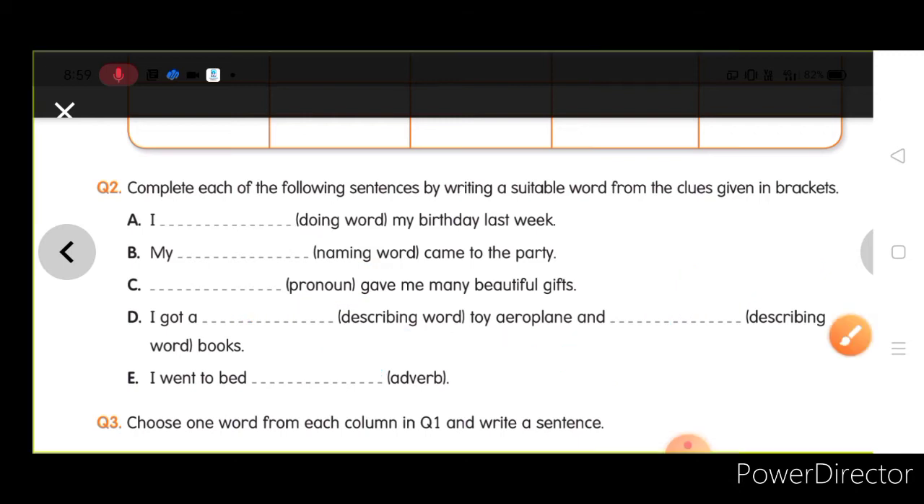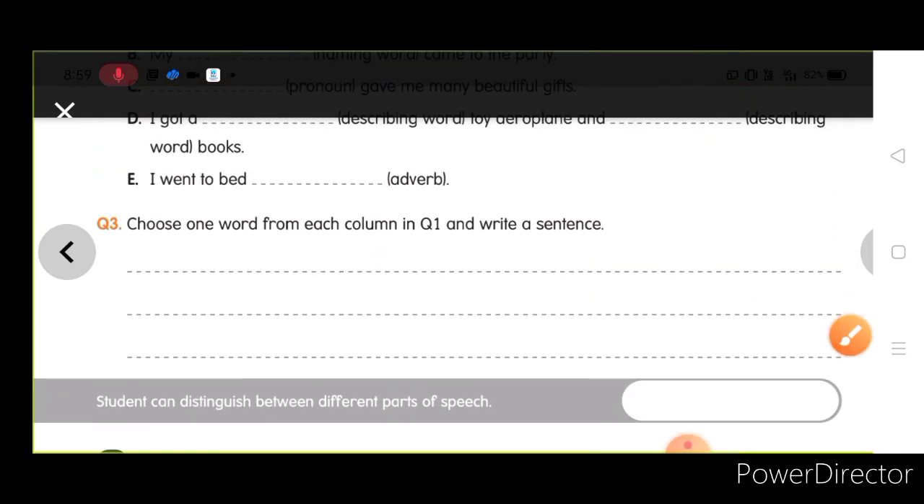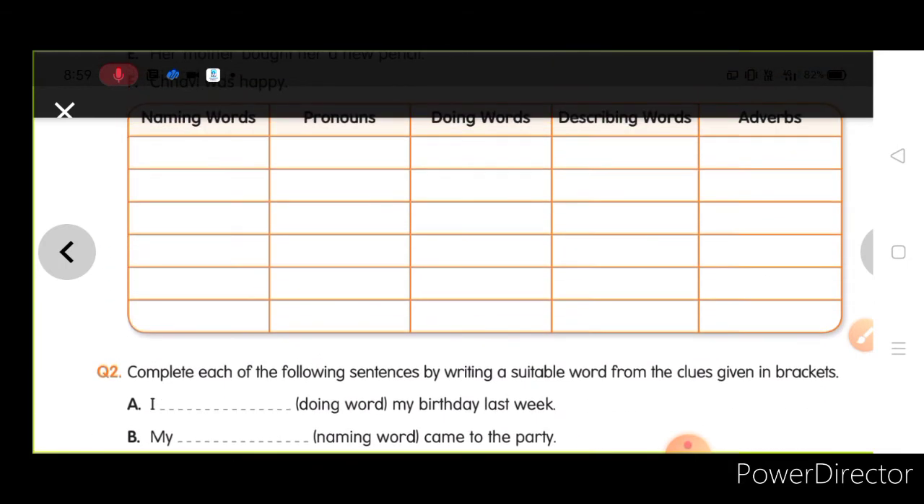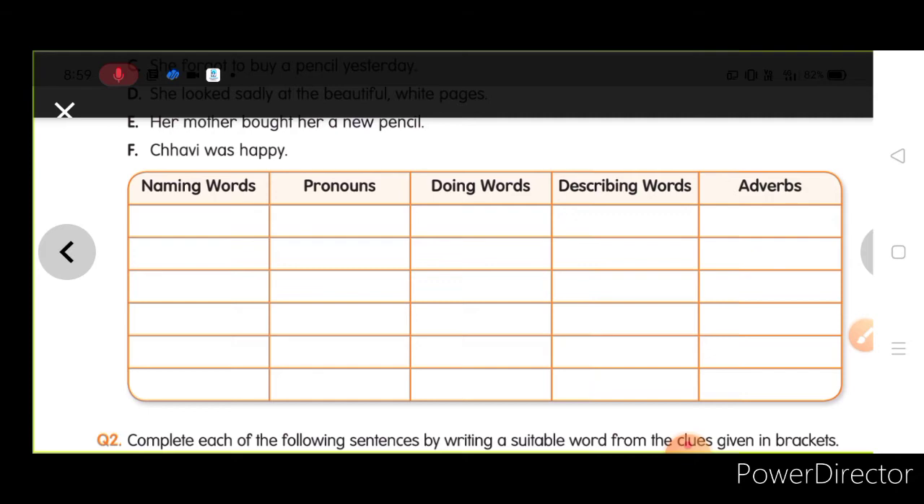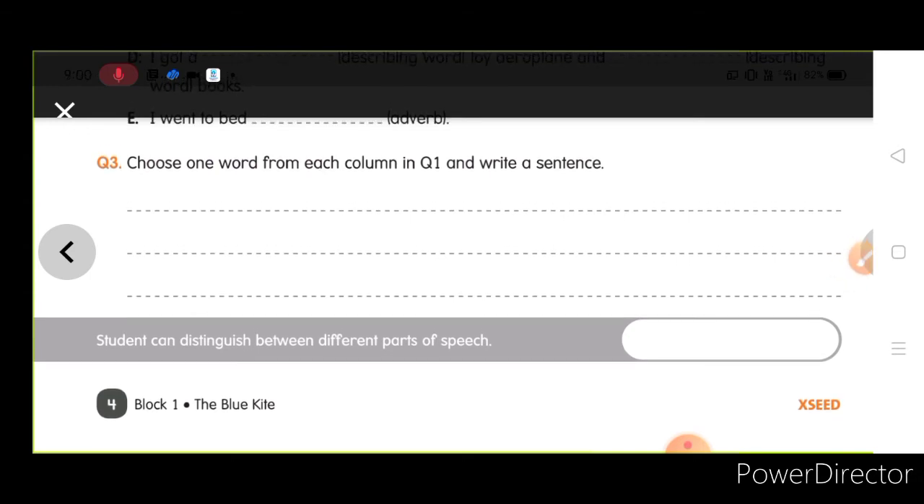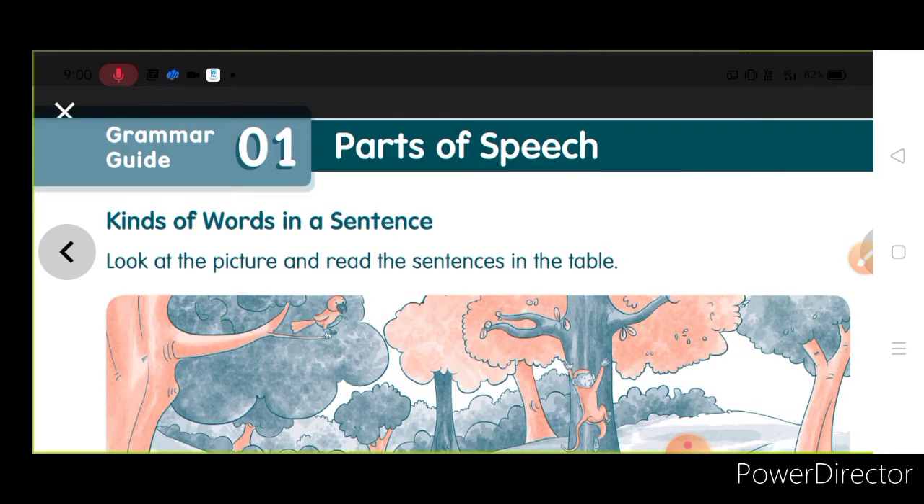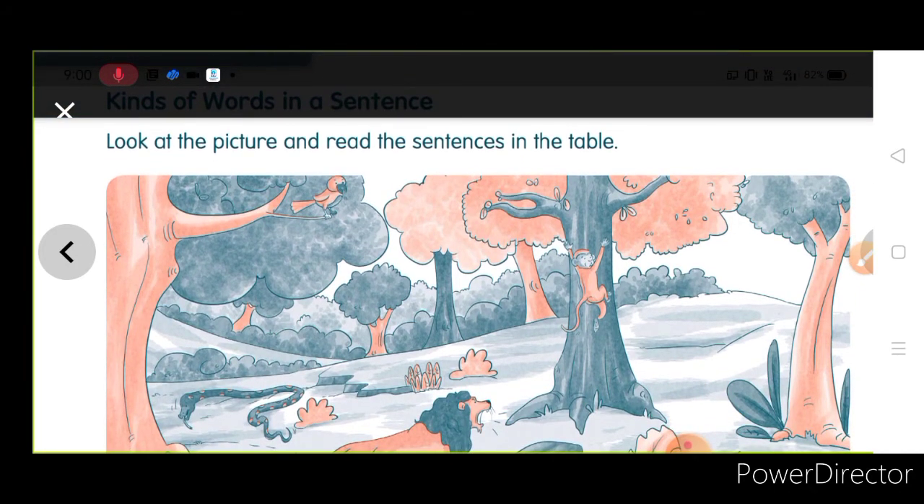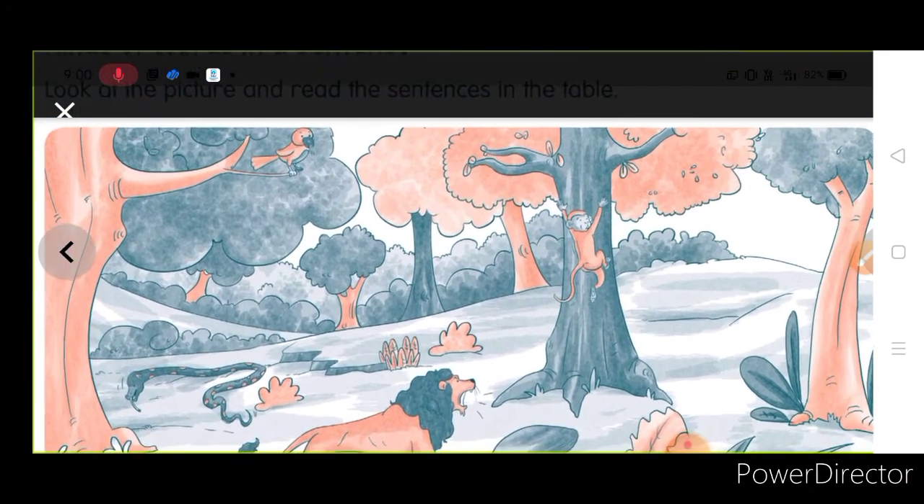Okay, so coming to the next question, choose one word from each column in question number 1 and write a sentence. So from this each column you may use the naming words, pronouns, doing words, describing words or adverbs from each column, and you should write down the sentence here. Okay, hope you have understood. Now let us see the picture, and then you should fill in the blanks. Before you start, you observe this picture.